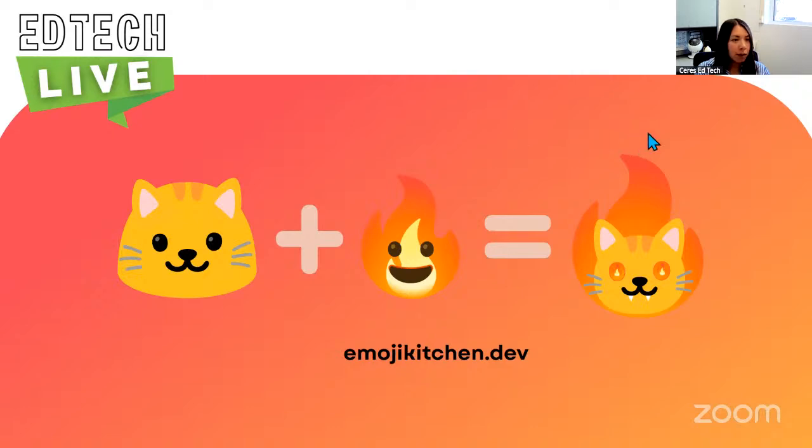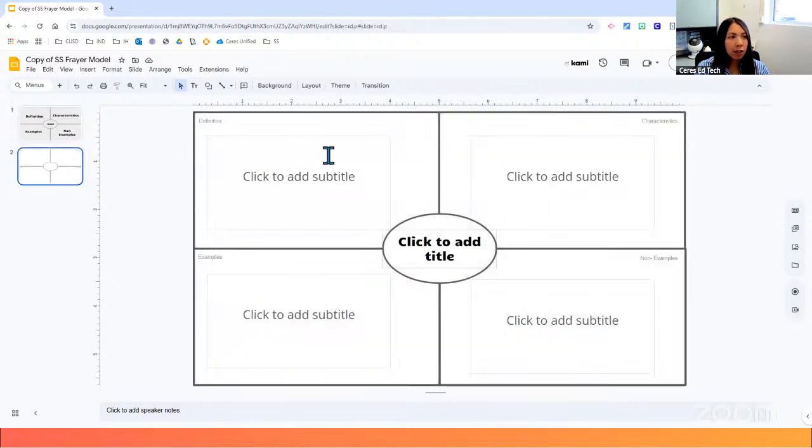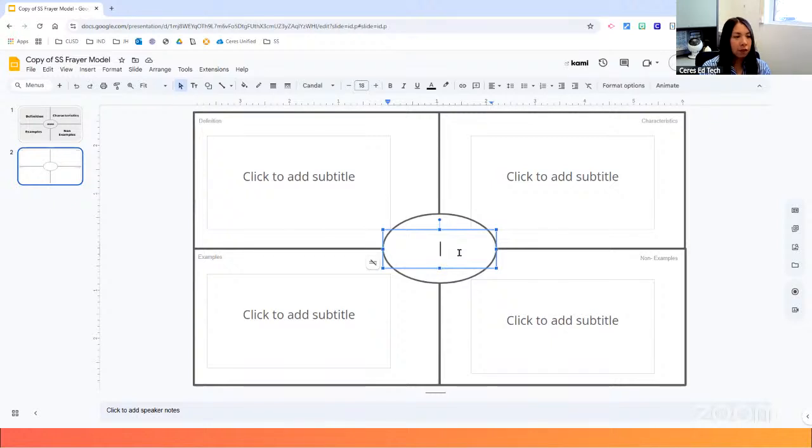And here is my copy of the Frayer model. Teachers, I apologize. I thought I put the bit.ly link in there. I will send the link as an email or definitely reach out. Okay, here's my Frayer model. I need those 4 sections. My first section is my definition, characteristics, examples, non-examples. My word is fierce.